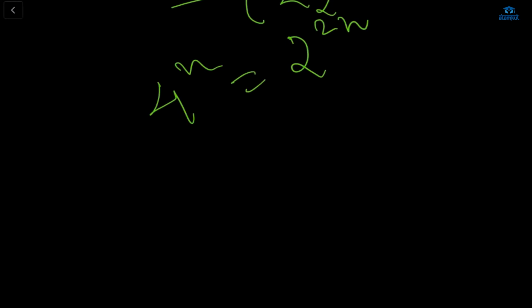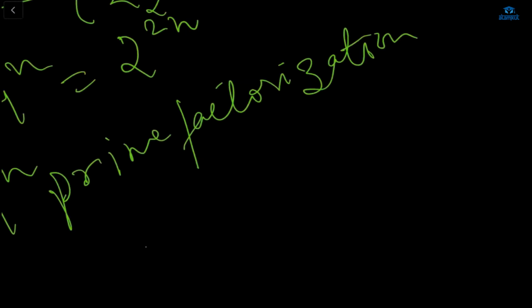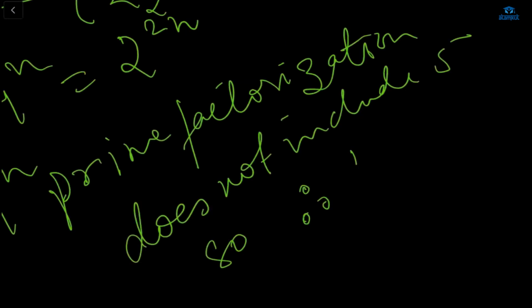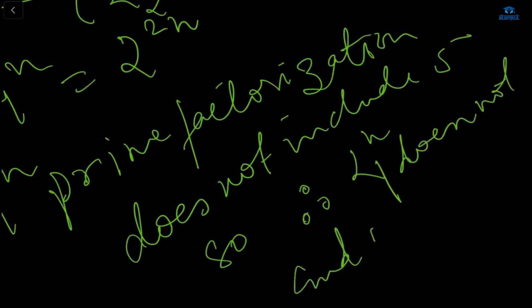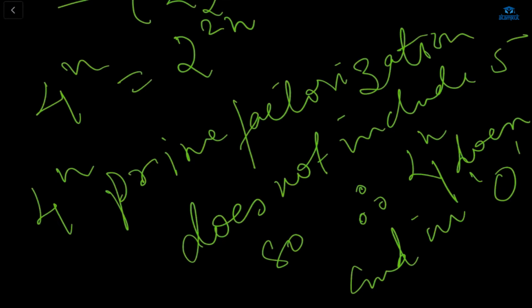So the prime factorization of 4^n does not include 5. Therefore, 4 to the power n does not end in 0, because if it ended in 0, 5 would also have to be a prime factor. As you can see, 4 to the power n is equal to 2 to the power 2n, so it will never contain 5 in its prime factors, so the number does not end in 0. Understood? Any doubt in these two questions?